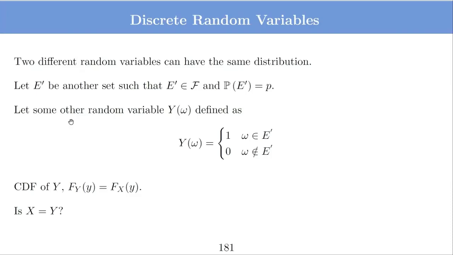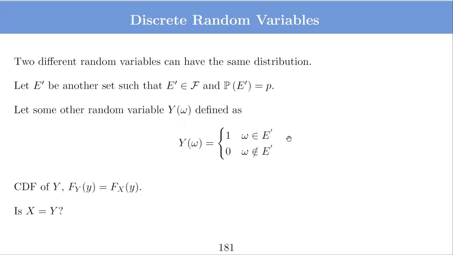Then we can define another indicator variable Y(omega), which is the indicator of this E prime. So Y(omega) is 1 if omega belongs to E prime, and 0 if omega does not belong to E prime. And so this Y(omega) is nothing but an indicator that the event E prime has occurred.